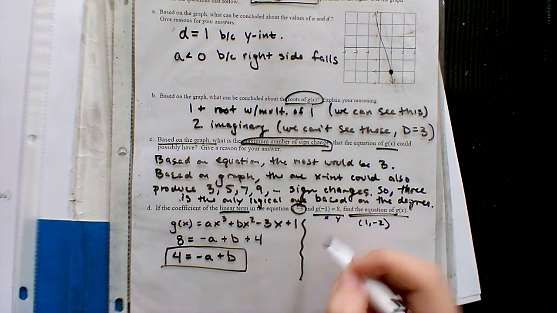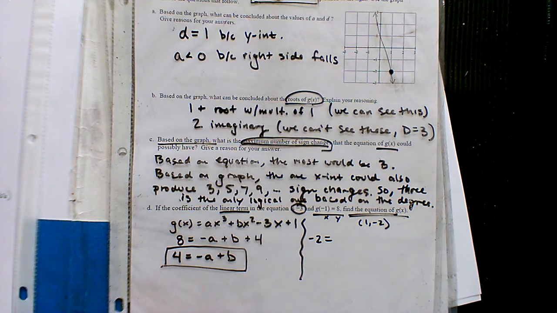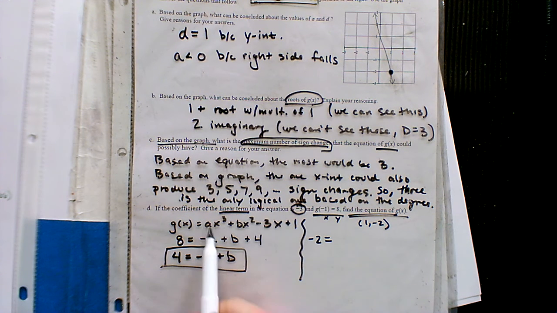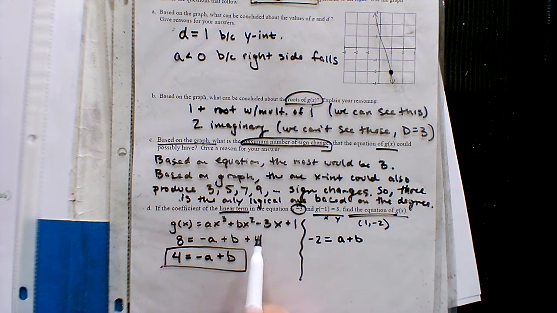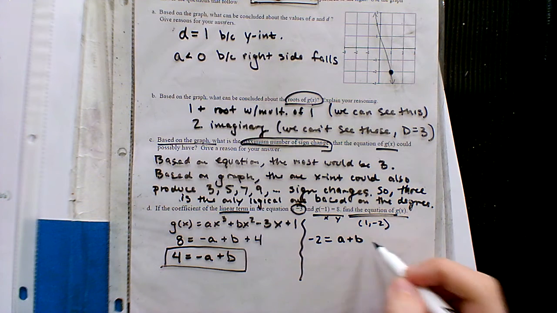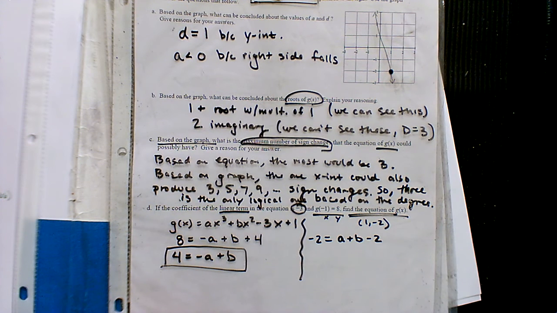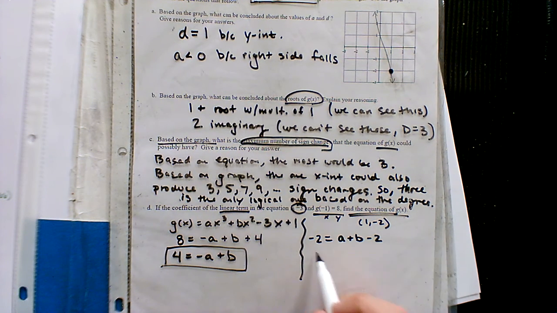All right, so if we plug in -2 for y, and then 1 for all the x's, a plus b, we'll have -3 plus 1, which would be -2. And then combining like terms, we can add the 2 over, we'll get 0. Okay.